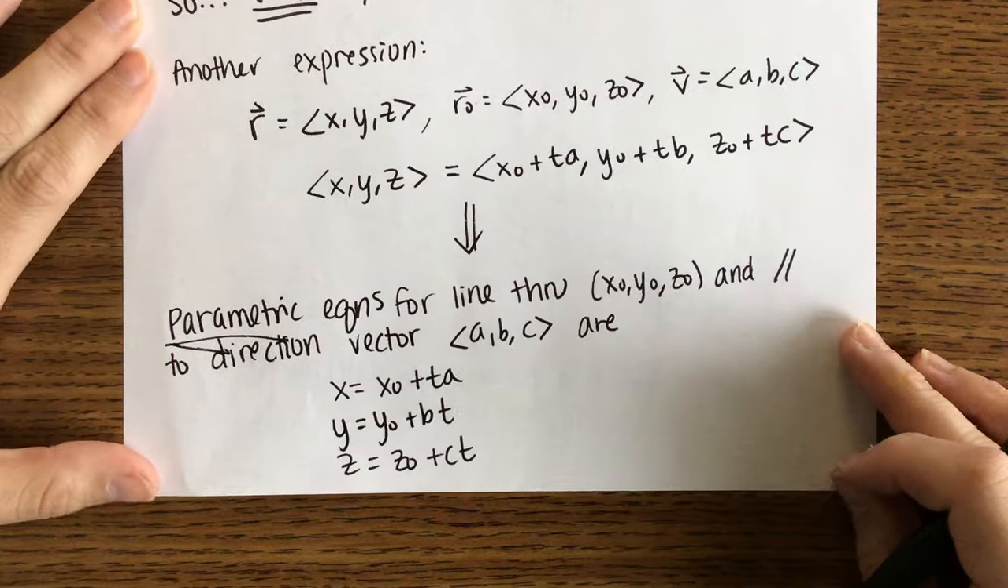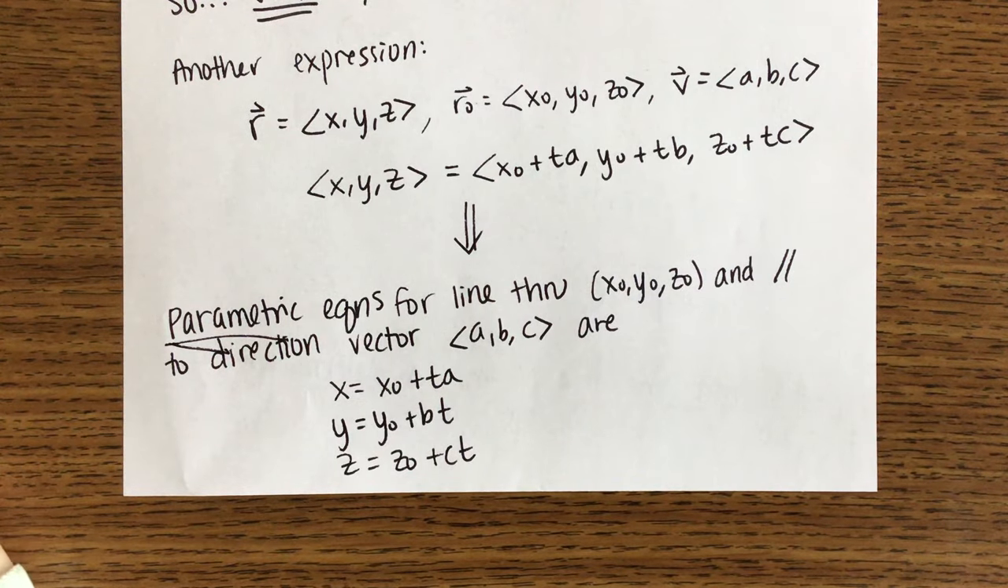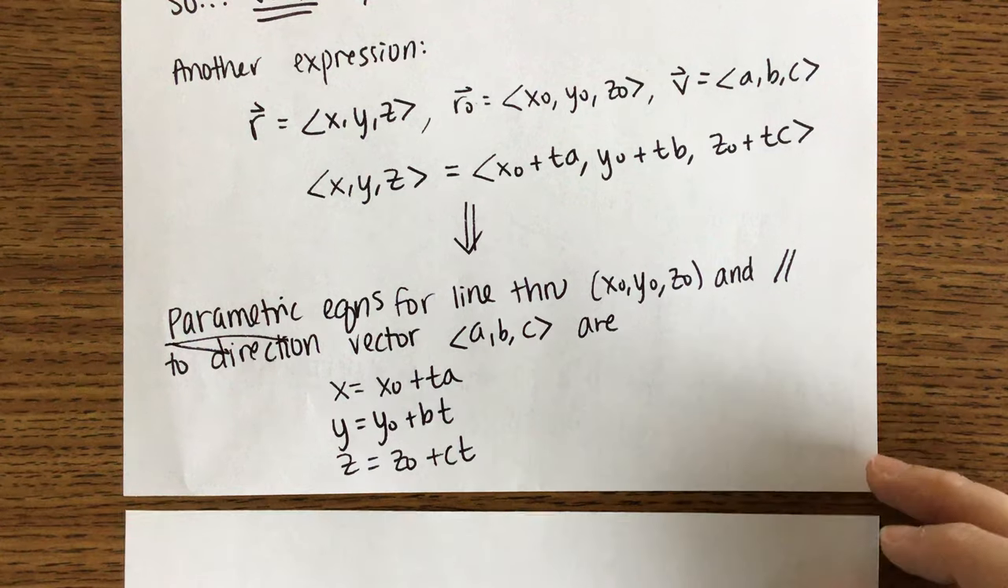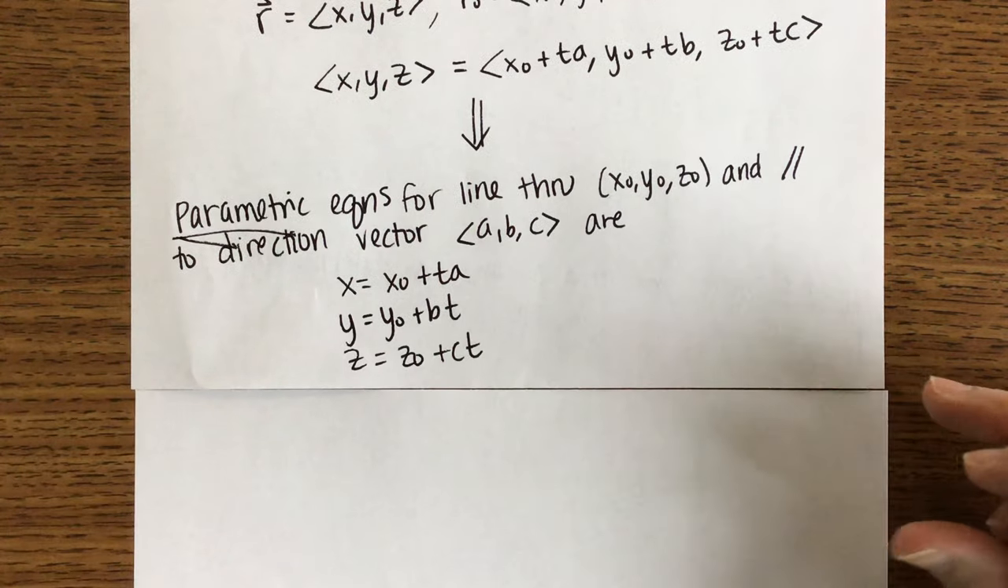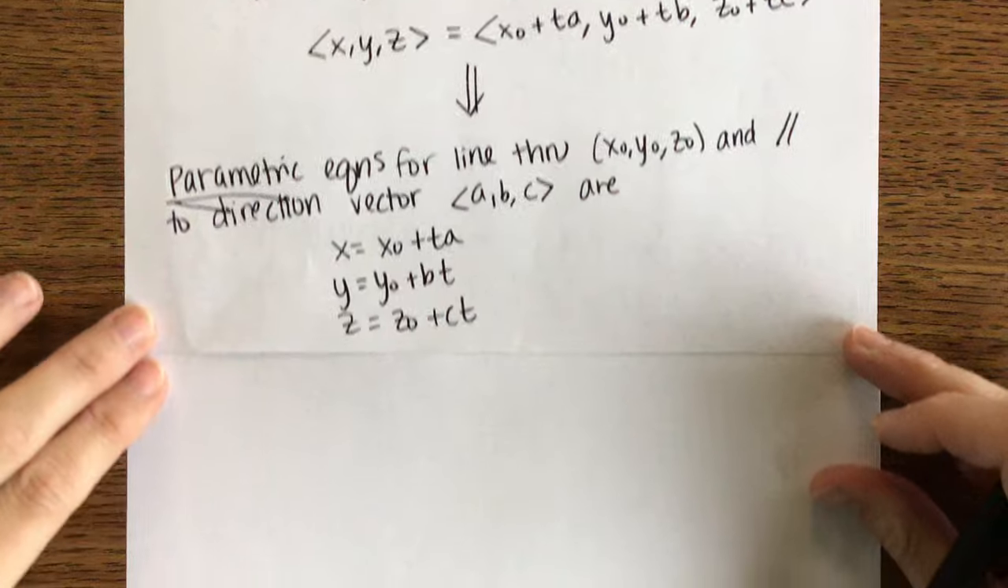So those are the first two. I could ask you to write a vector equation. I could ask you to write parametric equations. Questions on our equations before we do an example?